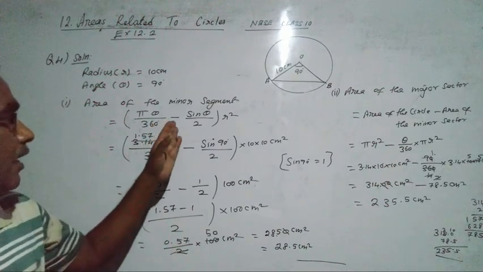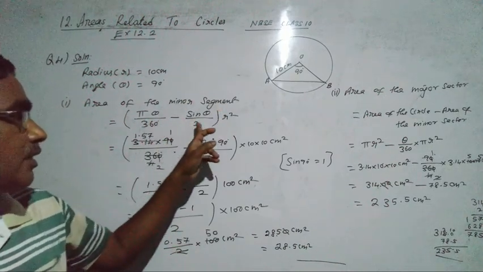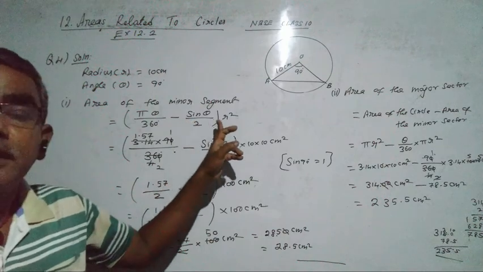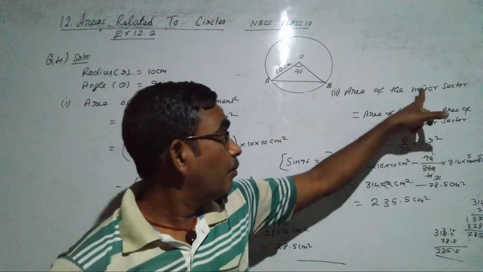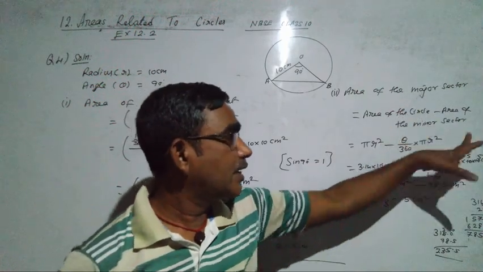You apply the formula, direct formula. Segment formula: pi theta by 360 minus sin theta by 2 r square. Sector: theta by 360 into pi r square. Major sector: area of circle minus area of minor sector.